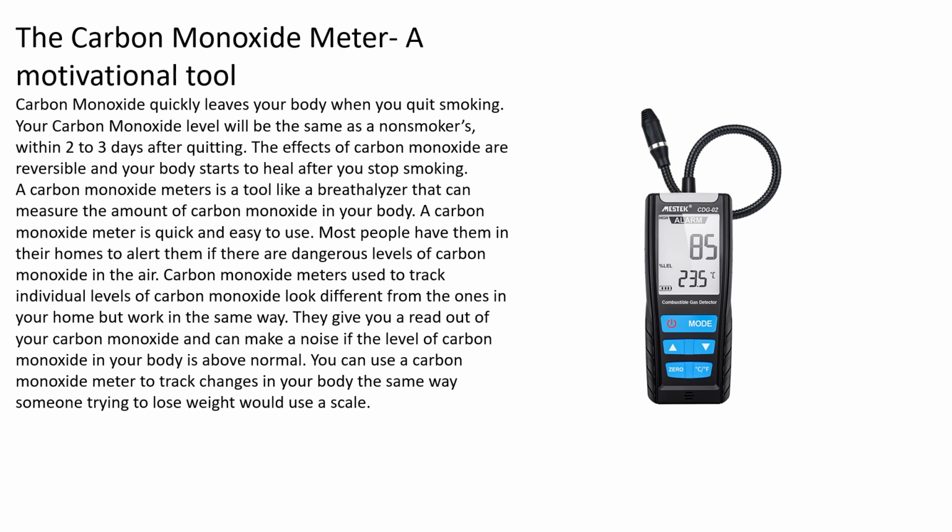A carbon monoxide meter is a tool like a breathalyzer that can measure the amount of carbon monoxide in your body. A carbon monoxide meter is quick and easy to use. Most people have them in their homes to alert them if there are dangerous levels of carbon monoxide in the air. Carbon monoxide meters used to track individual levels of carbon monoxide look different from the ones in your home, but work in the same way. They give you a readout of your carbon monoxide and can make a noise if the level of carbon monoxide in your body is above normal. You can use a carbon monoxide meter to track changes in your body the same way someone trying to lose weight can use a scale.